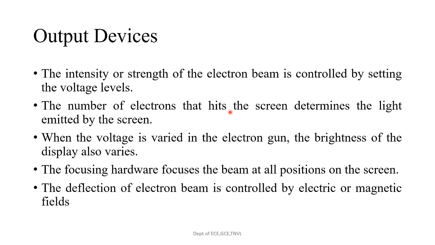The intensity or strength of an electron beam is controlled by setting the voltage levels. The number of electrons that hit the screen determines the light emitted by the screen. When the voltage is varied in the electron gun, the brightness of the display also varies. The focusing hardware focuses the beam at all the positions on the screen.